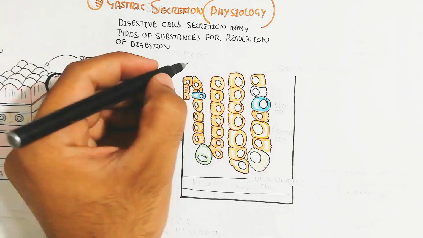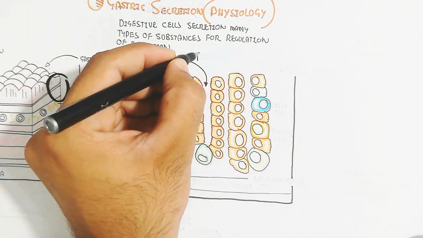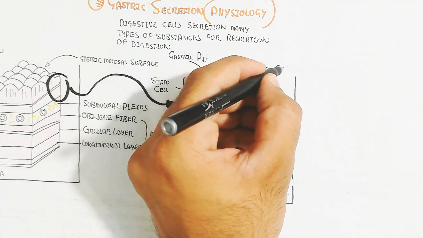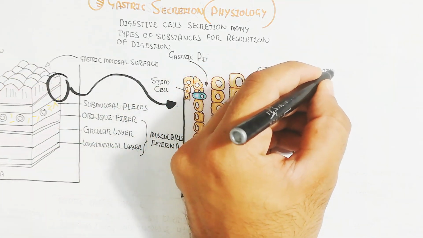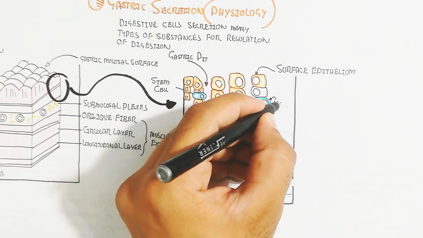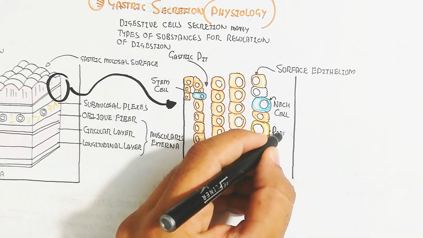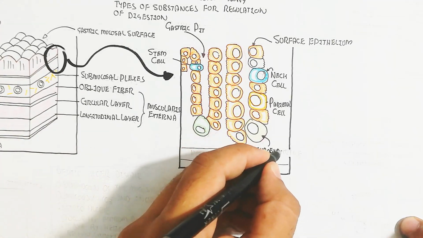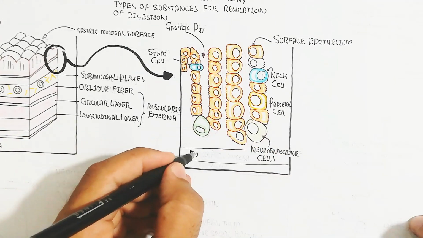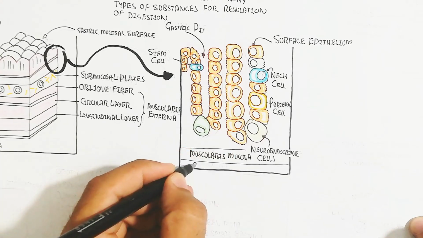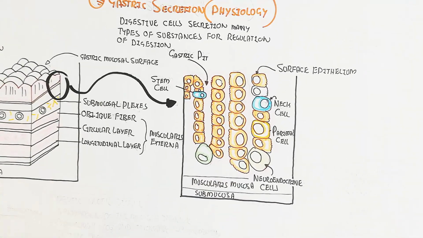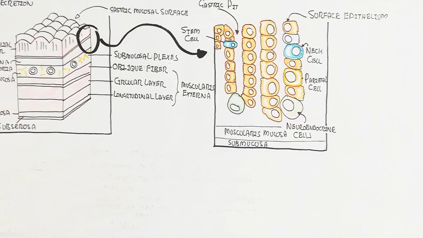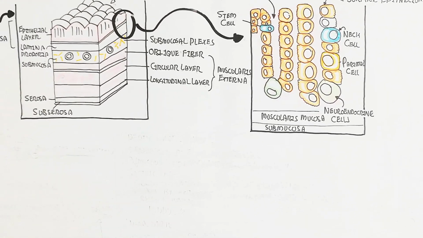It contains a glandular structure, which contains a gastric pit for the release of gastric acid and other gastric substances. Here is the stem cell, used for the production of more gastric secretory cells: the neck cell, the parietal cell, as well as the chief cell. A neuroendocrine cell is also present. This is the surface epithelium also. So in this way you can understand.